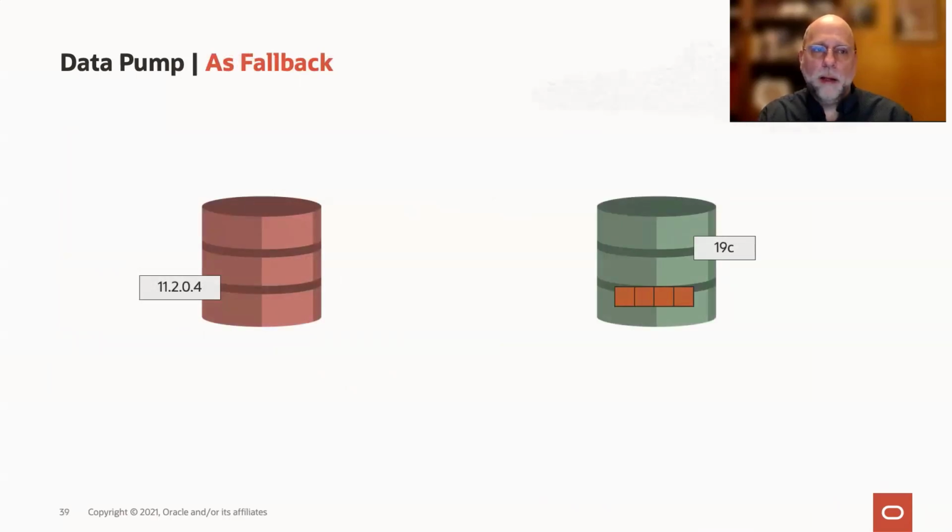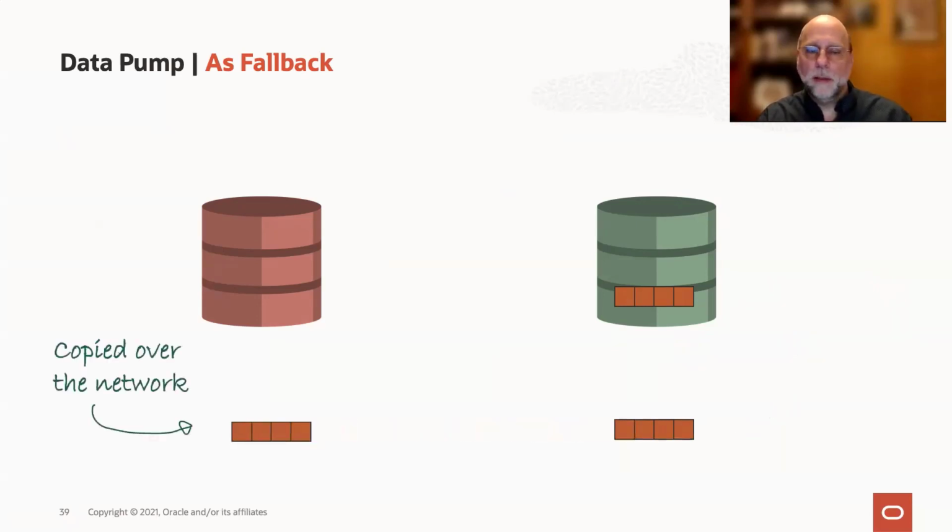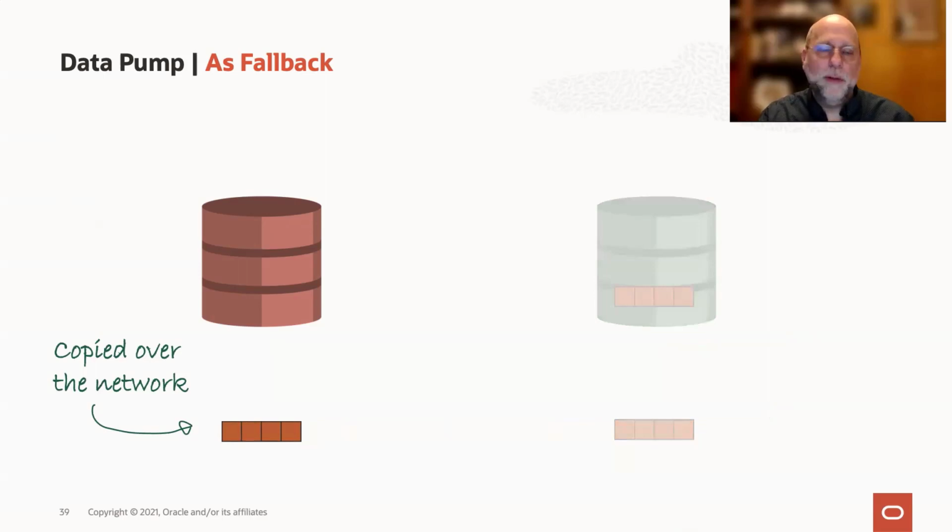Now, as a fallback mechanism, you might want to use DataPump if you're upgrading, and especially if you have to, say, raise compatible as part of your upgrade operation for whatever reason. So you're going, in this case, say 11204 to 19C, and if you raise compatible, you wouldn't be able to downgrade. But what you could do is export from 19C with the version parameter and say version equals 11204. What we will do then is export from your 19C database, and then you can import that dump file back into your 11204 database.